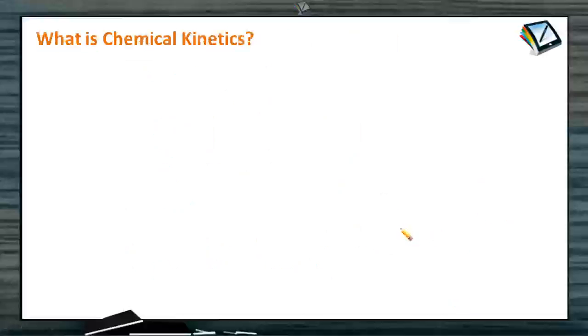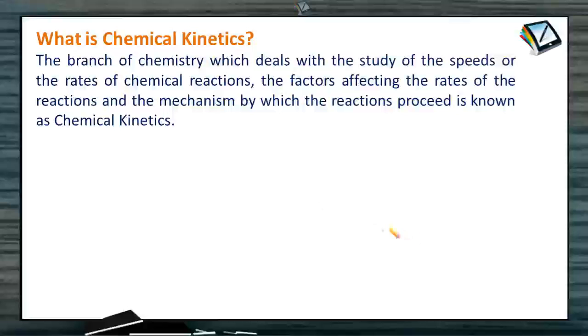And what is that chemical kinetics? Chemical kinetics is the branch of chemistry which deals with the study of the speeds of chemical reactions. The speed, or we exactly call it the rate of chemical reaction, and also the factors affecting the rates of the reaction, and we shall also learn about the mechanism by which the reaction proceeds.